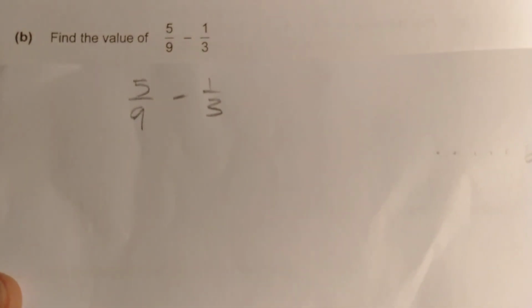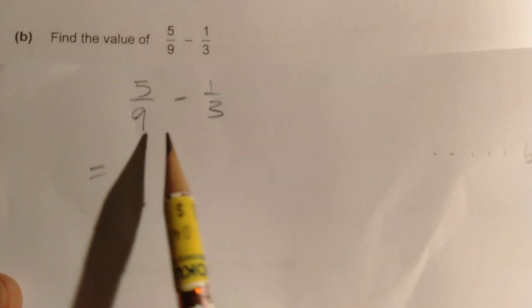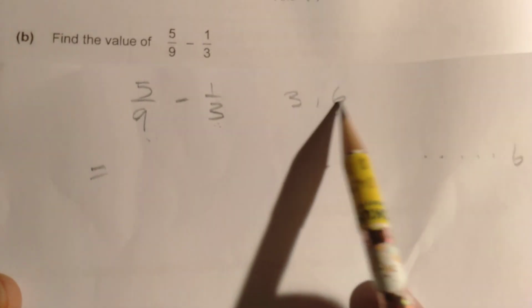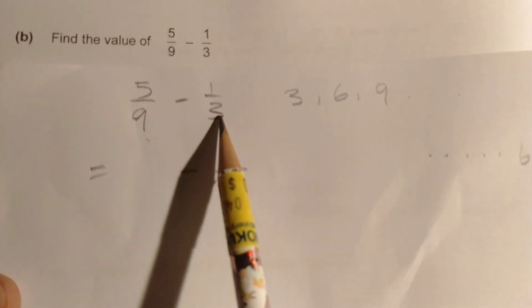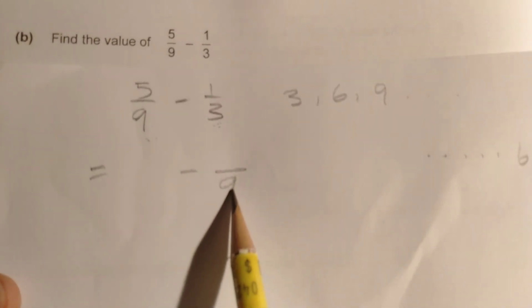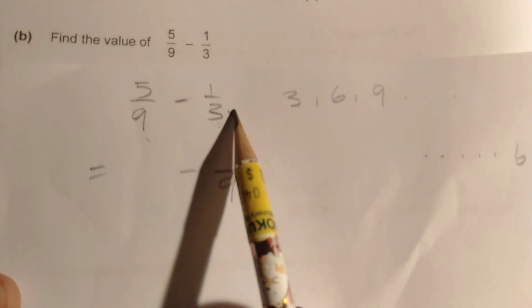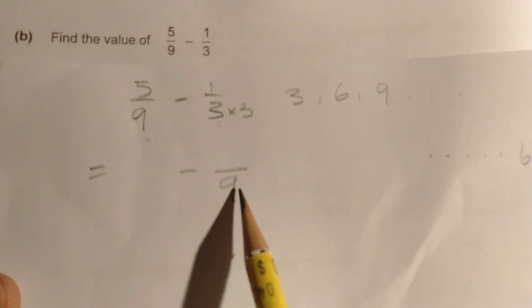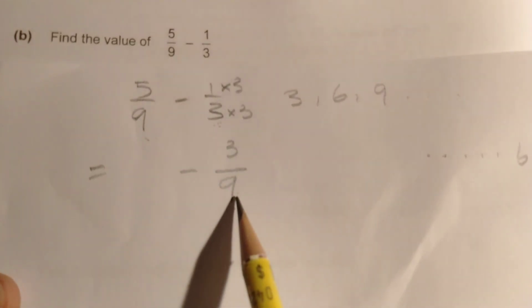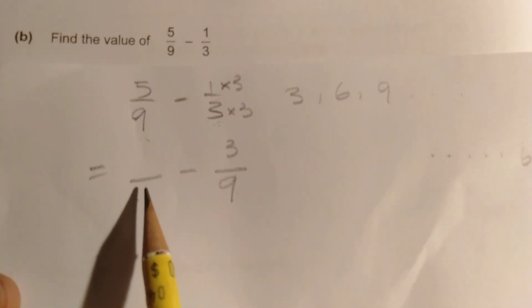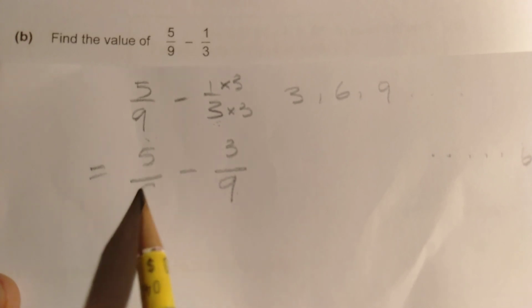5/9 minus 1/3. As always, you have to change the denominator to be the same. So I can see, these are, for example, 3 times table, right? So I can change this 1/3 to my third to a 9. So how do I do it? I multiply by 3, I get 9. 1 multiplied by 3, I get 3 9s. Here I remain unchanged, 5 9s.